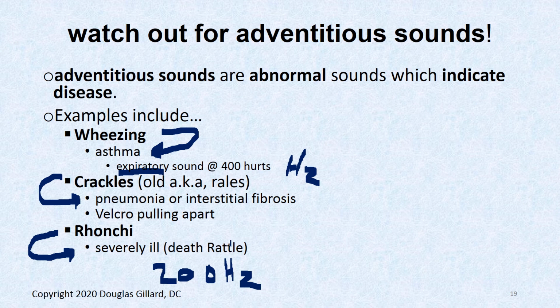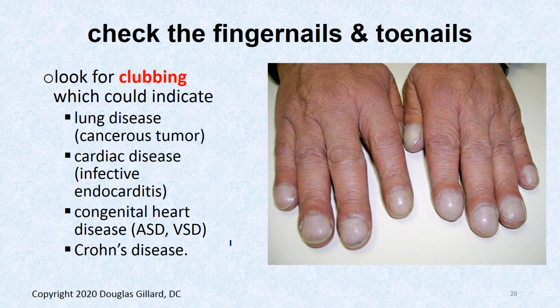But yeah, that's called the death rattle. Also look at the fingernails. Remember, clubbing of the fingernails is associated with lung cancer and other lung tumors and other diseases, like we studied so far, talking about ASD and VSD with Eisenmenger syndrome.